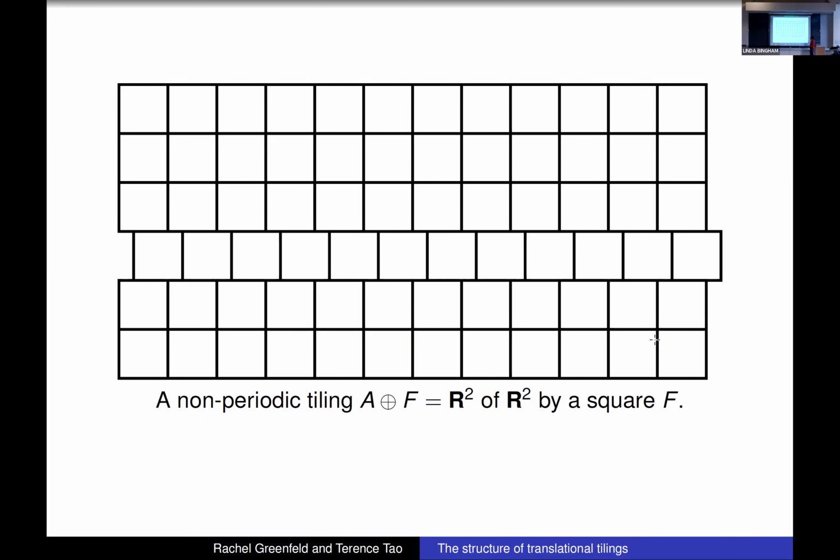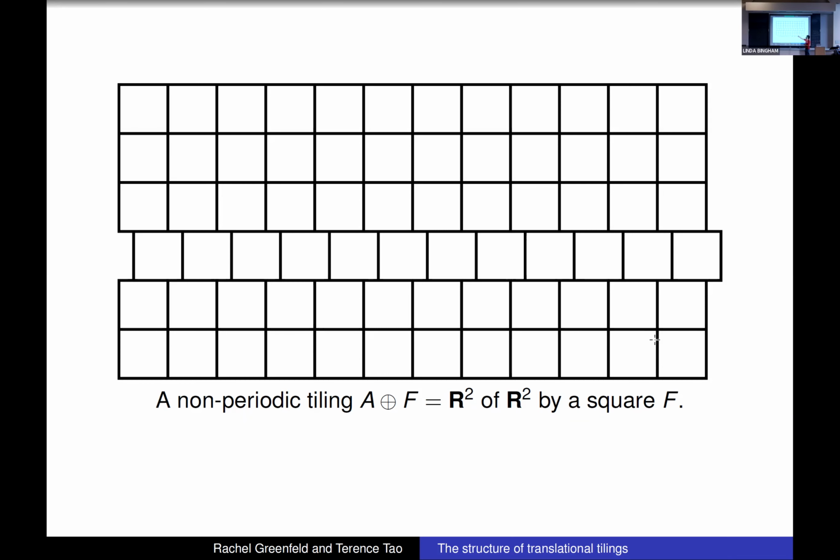So here the tile is a square. Pick one of these squares, call it F, the unit square. Now there's a standard tiling of R2 by the unit square. It's just a lattice tiling. And so here I've taken a lattice tiling and I've performed one slide move. I've taken one row of the tile and slid it to the right by one. So it was a periodic tiling, but by making this shift, this is no longer a periodic tiling.